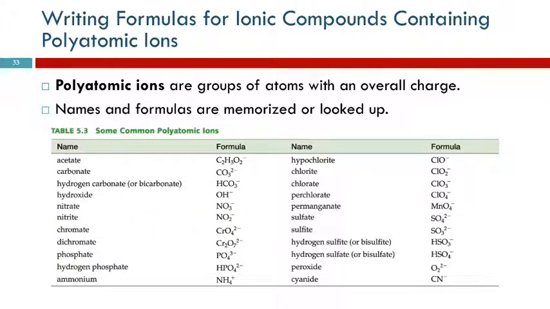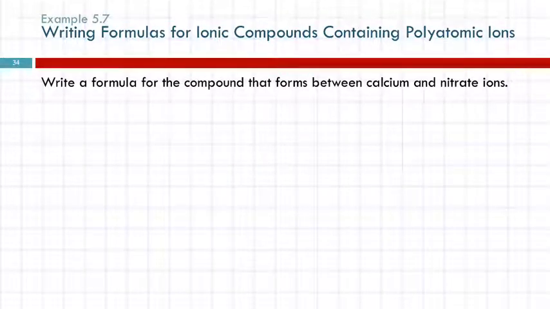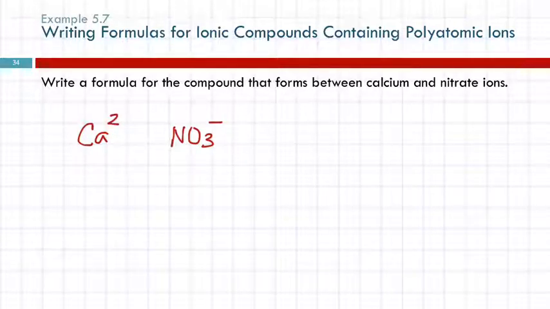Nitrate ion, NO3 with a negative charge. So we're going to do the same thing. We're going to write the two ions with their charges. We just looked up nitrate. It's NO3 with a -1 charge. What's the charge on a calcium ion? 2 plus. This is a metal. It's in group 2. It's +2.